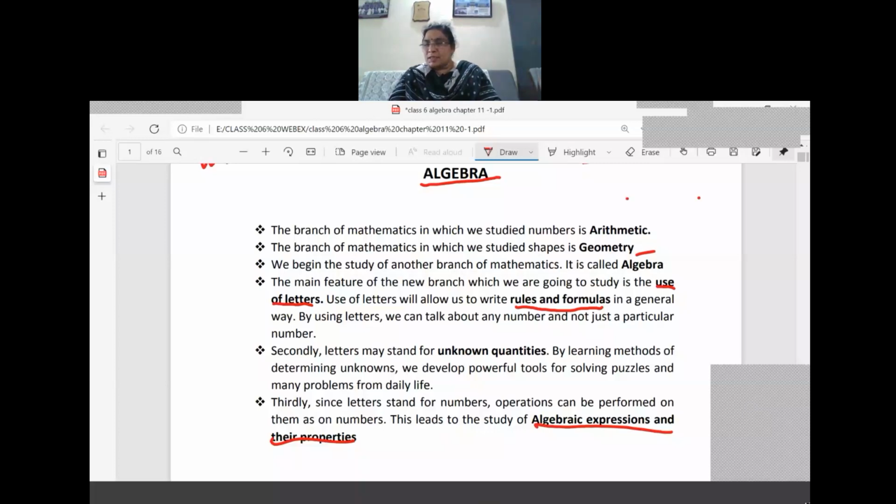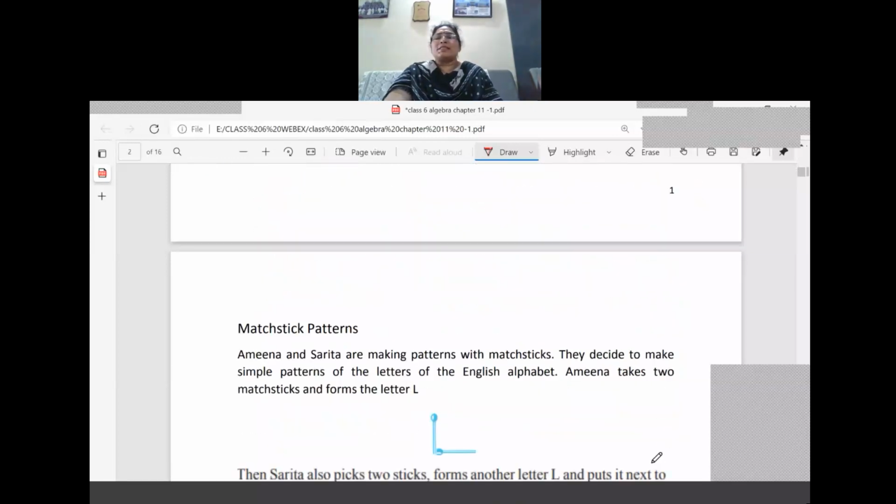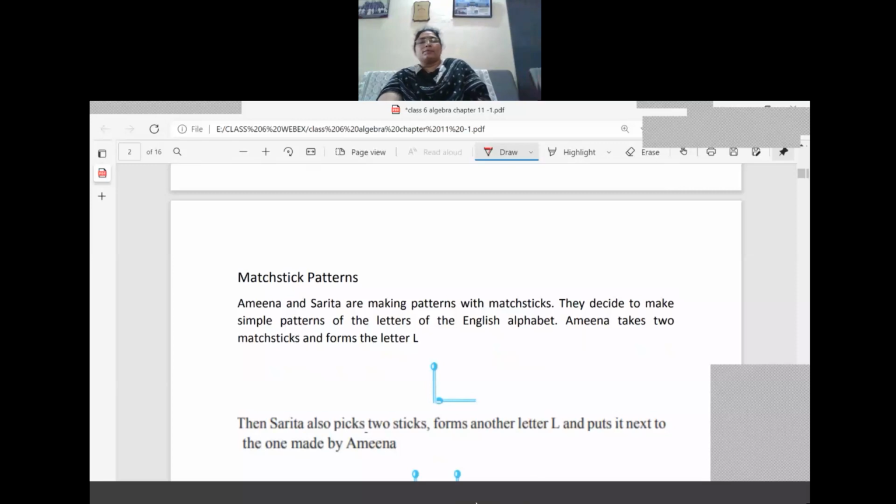So algebra is the new branch of mathematics you are going to study, where we are using letters along with operations, understood? That is called algebra only. In a simple way, if I tell, we are using operations also, we are using numbers also, and we are using variables also. Okay, so that is the new branch which is called algebra. Now let us start with the example.